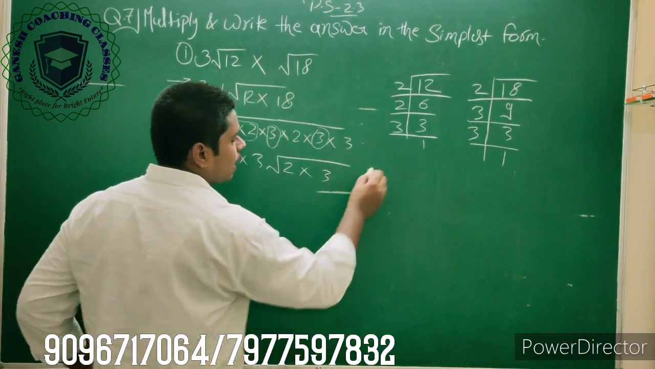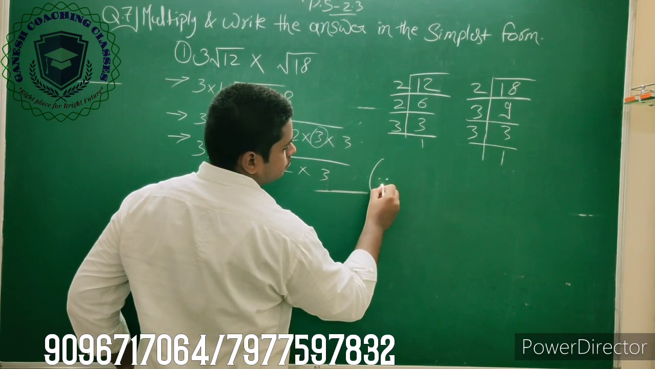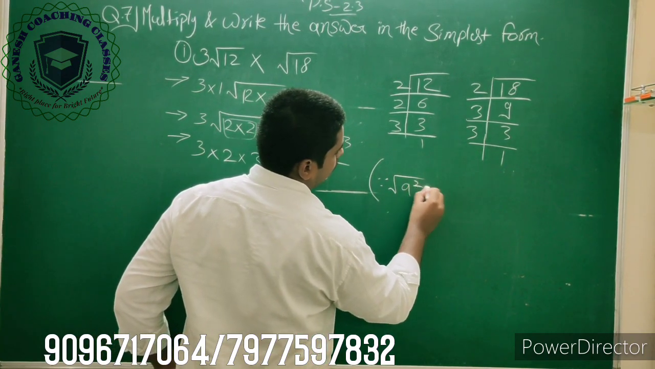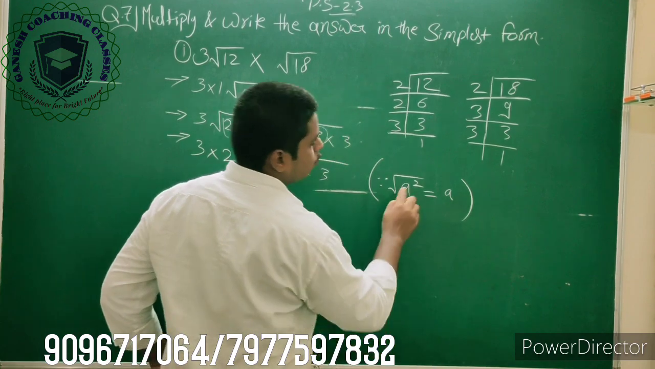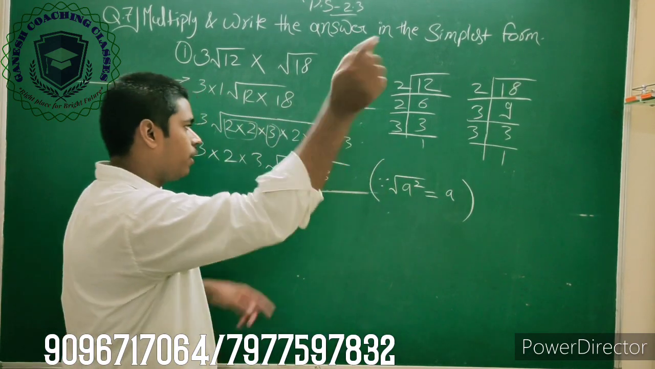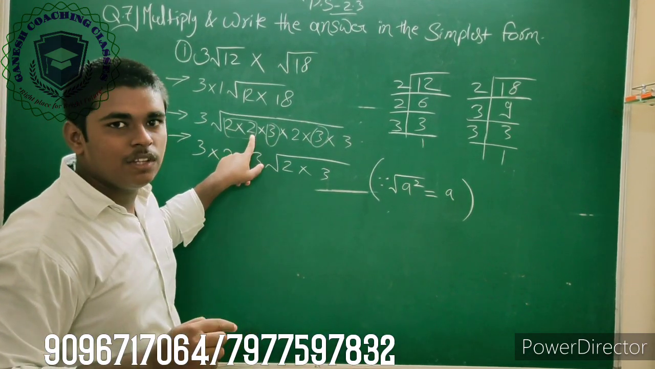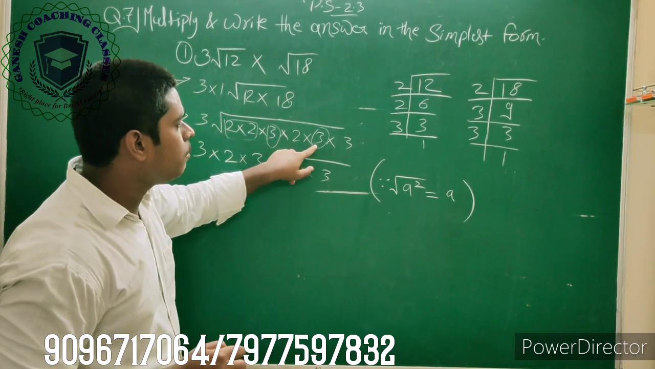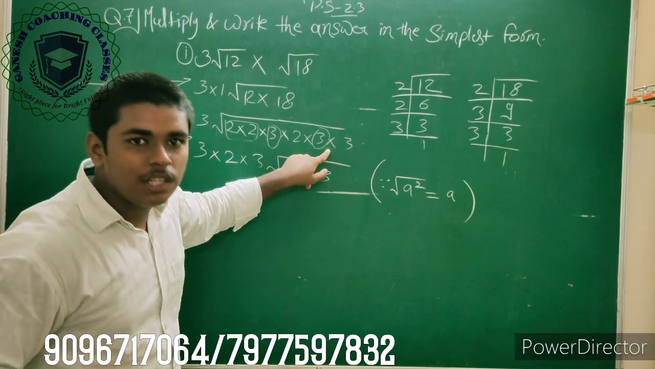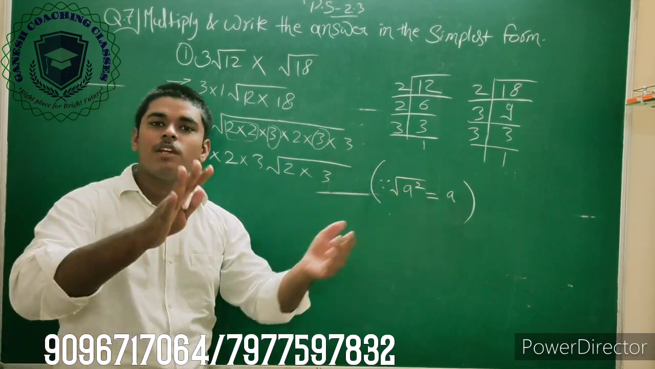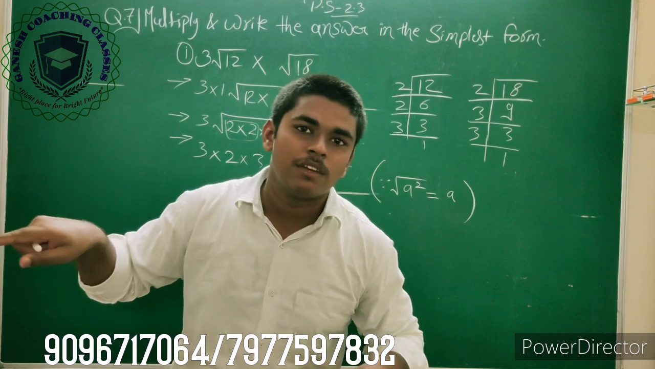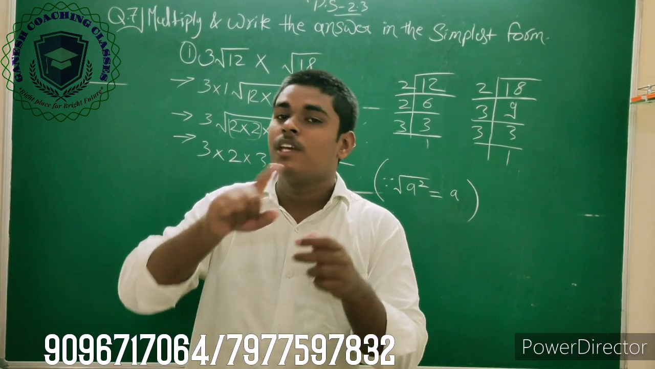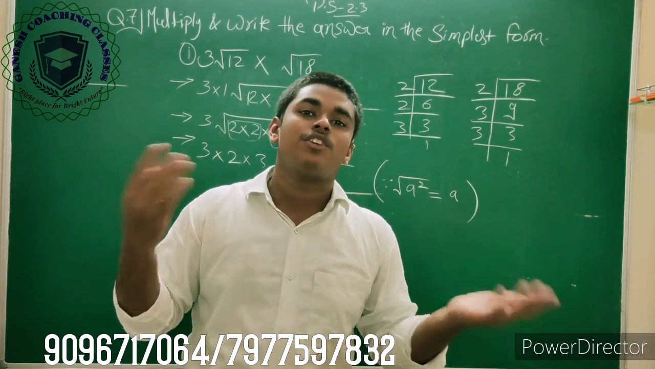Okay, so here we can write the reason: the square root of a square is equal to a. When we multiply this number, we get 2 square. When we multiply these two numbers, 3 into 3, we get 3 square. When we multiply three numbers, suppose 3 into 3 into 3, we get 27, which means 3 raised to 3, that is 3 cube.